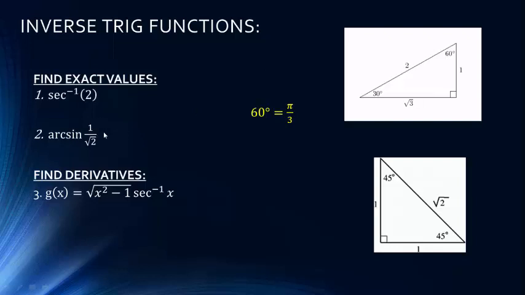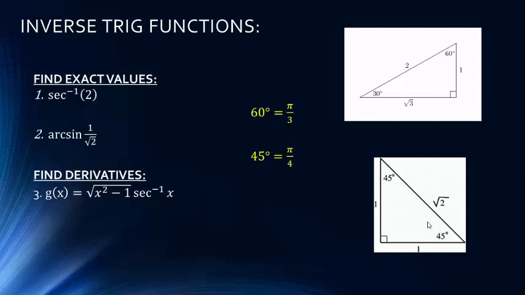Arc sine of 1 over square root of 2. Remember, arc sine is just another way of saying inverse sine. Sine is opposite over hypotenuse, and we have 1 over the square root of 2. So opposite over hypotenuse, 1 over square root of 2. So the angle here is 45, or in radians, pi over 4.